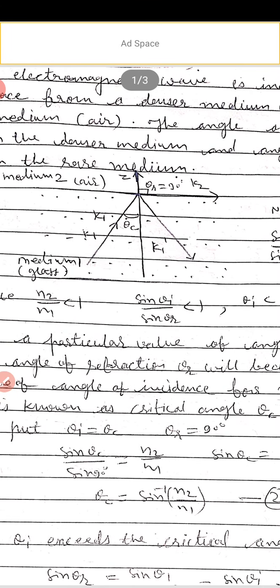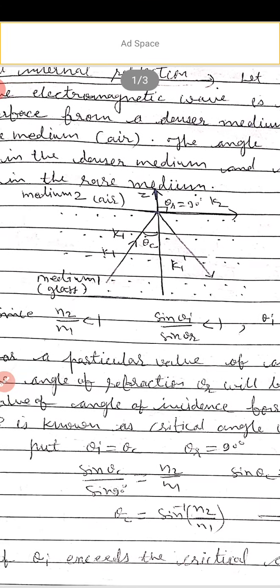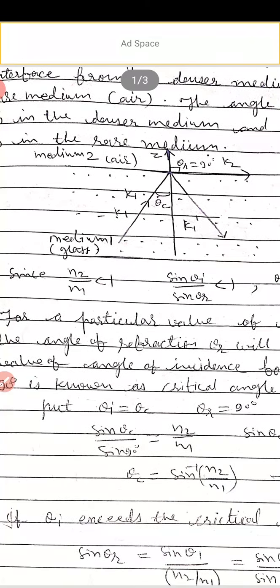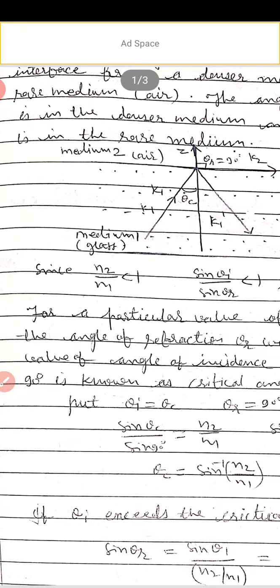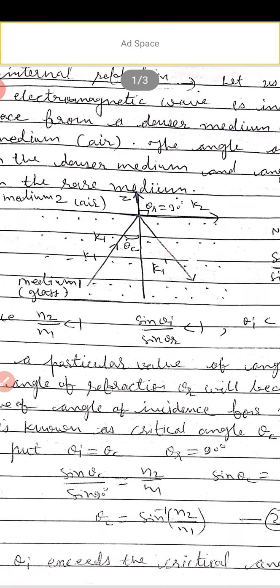The angle of incidence theta I is in the denser medium, and the angle of refraction theta R is in the rarer medium. And this is the diagram. In this diagram, the denser medium is glass and the rarer medium is air.